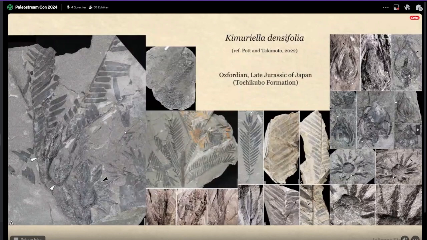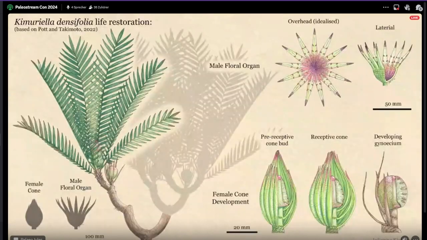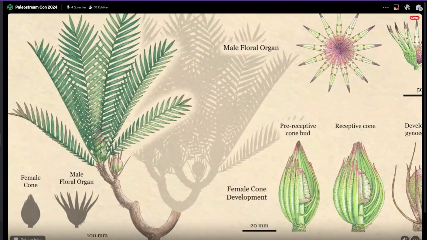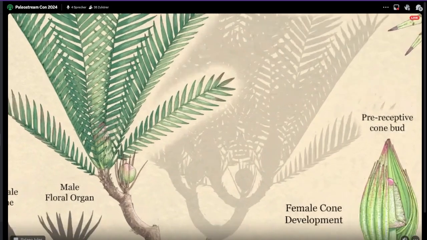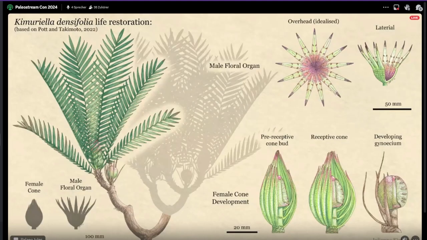And this one is, again, basically another plant. It came out 2 years ago, from Japan, Kimuriella densifolia, and this is basically what the plant that Williamsonia and Welwitschia belong to. So this plant had, again, the same dichotomizing stems, but it seems like sometimes they didn't develop a side stem. They only developed one side. And the cones were borne, again, in the center of these leaf clusters and then developed in the second year.